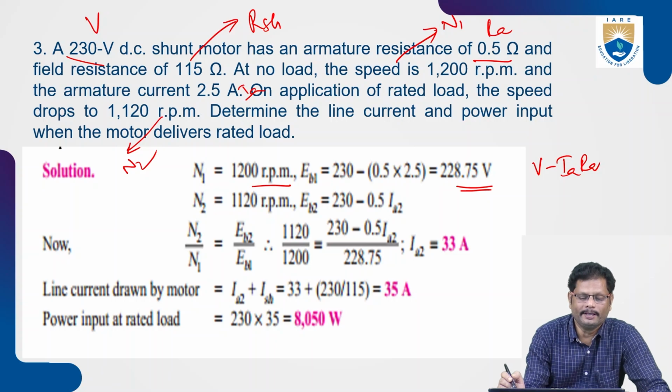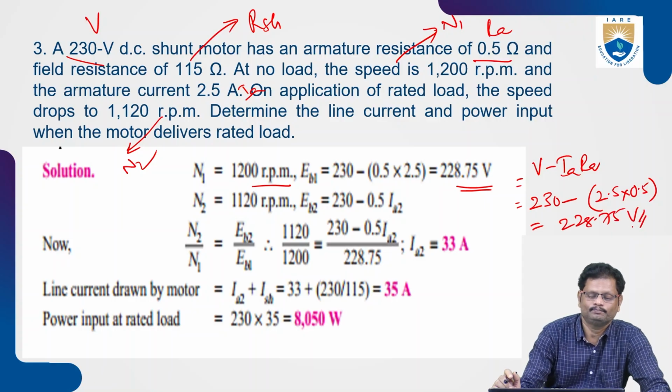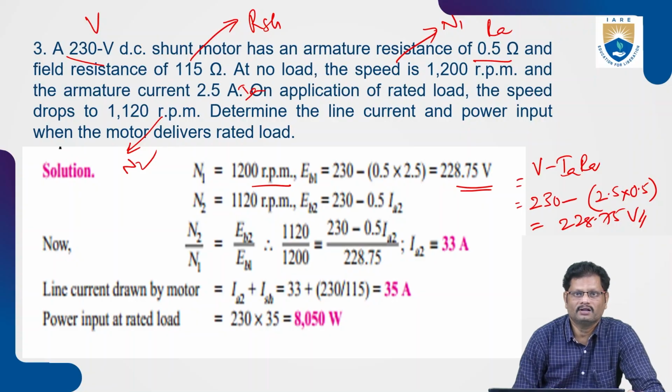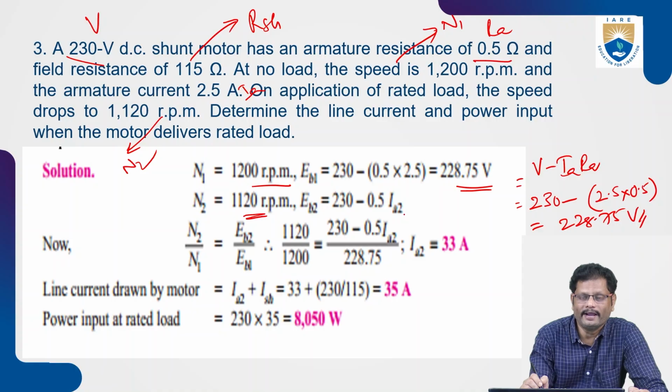So given EB equal to V, already given 230, IA 2.5 amps, RA 0.5 ohms. So its value is 228.75 volts. And at reduced speed, when the rated load is applied, the speed is 1120 RPM, and at that time the back EMF EB equals V minus IA RA, but we don't know the value of IA at this speed, so we need to calculate this IA.